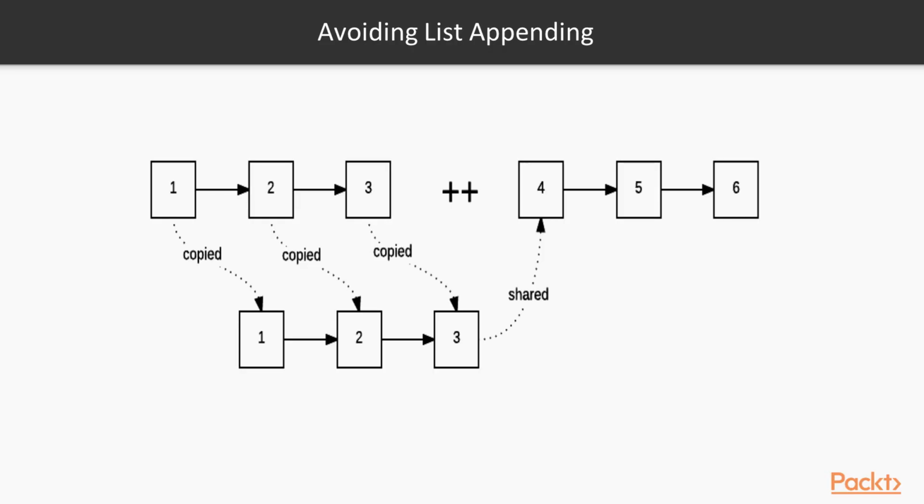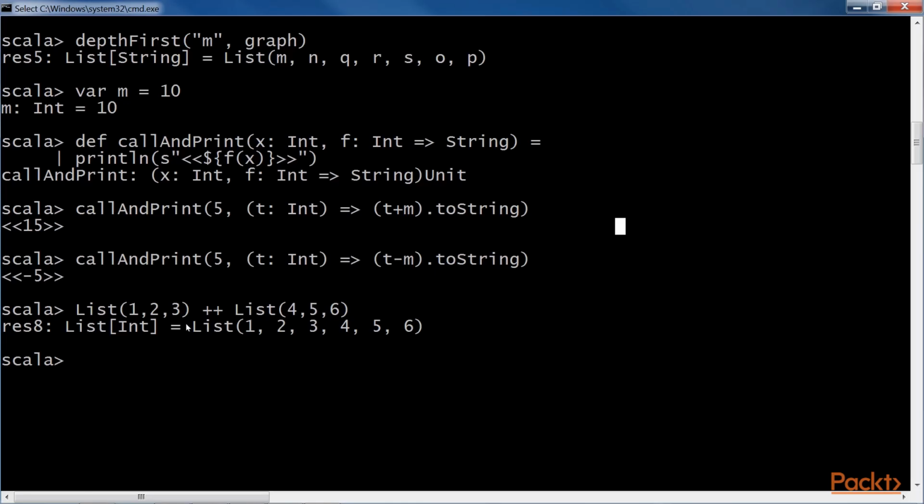It's time to learn how to avoid list appending. You would know how adding two lists works. Here's a diagram showing list additions. The first list is copied, and the second is structurally shared. For every node's children list, we pay for this copying. Could we do better, thereby avoiding this expensive list addition? Let's check out the code for this.